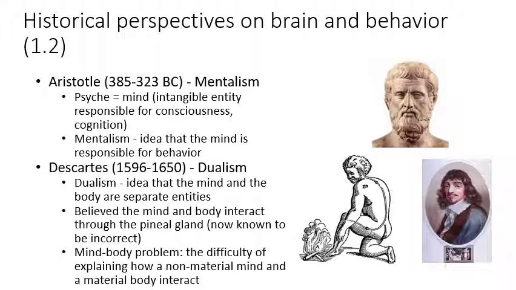Most people don't agree with dualism right now. Obviously, this entire course is built on the idea that dualism is not correct, that the mind and the body are the same, that the mind is just the workings of the brain. And one problem with dualism is the mind-body problem, which is the difficulty of explaining how this non-material mind and a material body could interact. And there are modern dualists, and they've tried to come up with explanations of that, but they're typically not satisfactory.